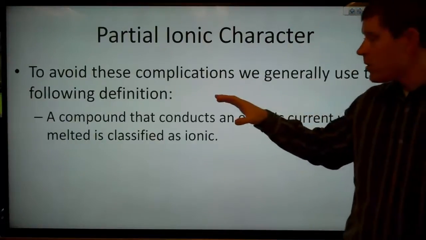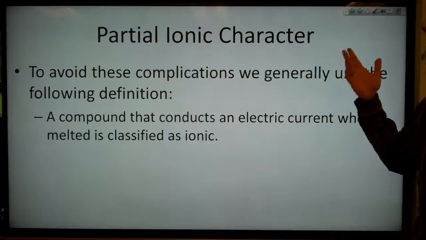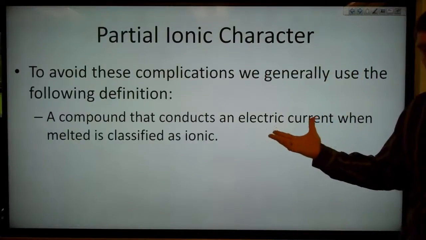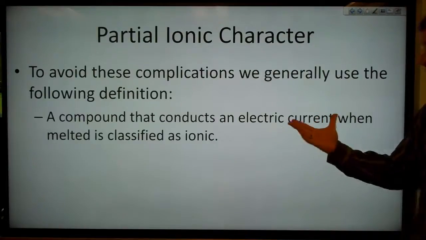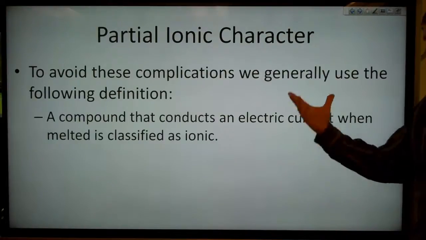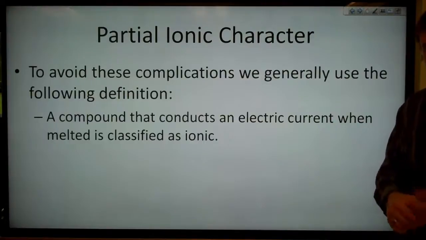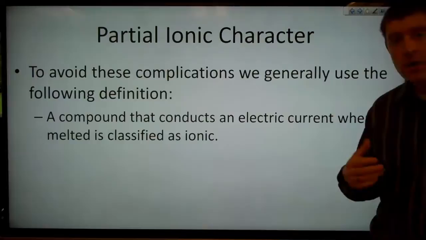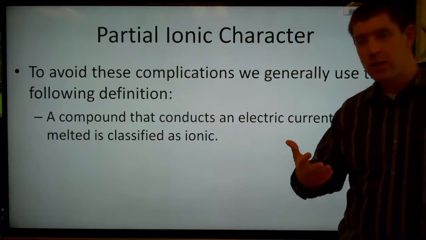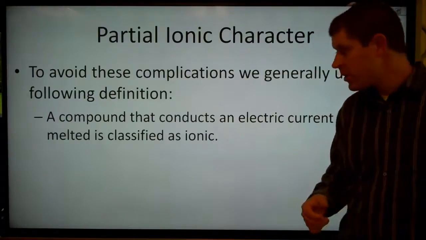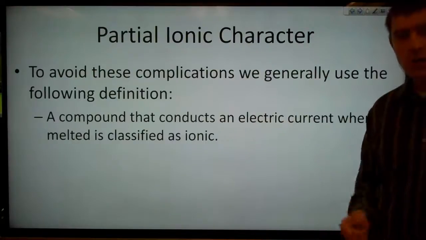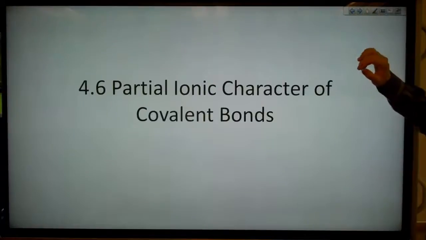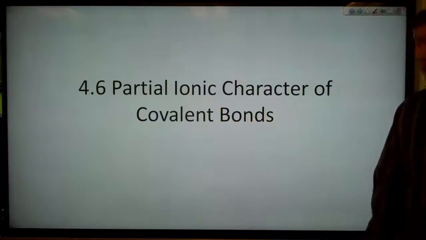So to avoid having to go through all of this calculation, we generally use this definition for an ionic compound. A compound that conducts electric current when melted, we classify as ionic. If it doesn't conduct electricity when it's melted, then we classify it as not ionic. It's a covalent compound. So something like sodium chloride conducts electricity, so we classify that as ionic. So that was partial ionic character of covalent bonds.